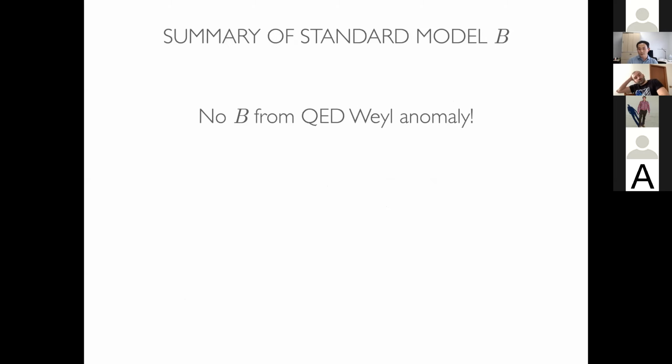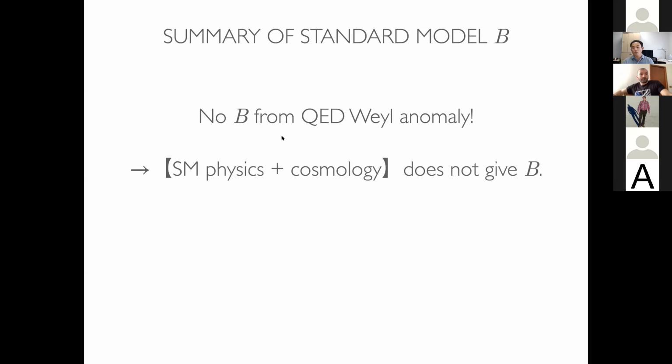So the result is that, contrary to a lot of these works on Weyl anomaly magnetic field generation, actually there's no magnetic field production from the QED Weyl anomaly. The Weyl anomaly does not give rise to any production of primordial magnetic fields. And so what this is basically telling us is that because the Weyl anomaly is pretty much the only way to violate the Weyl symmetry within the standard model, standard model physics plus cosmology cannot give rise to primordial magnetic fields in the universe.